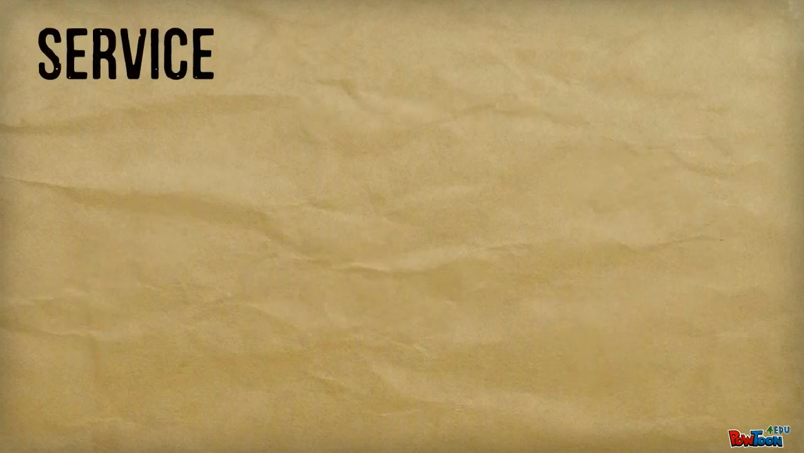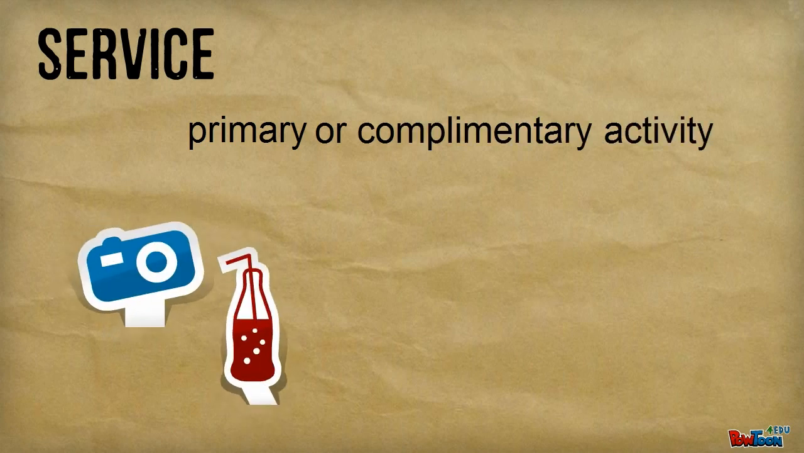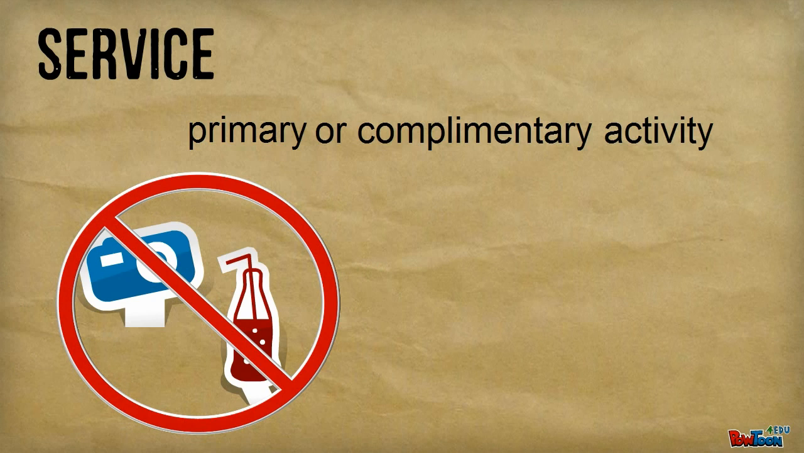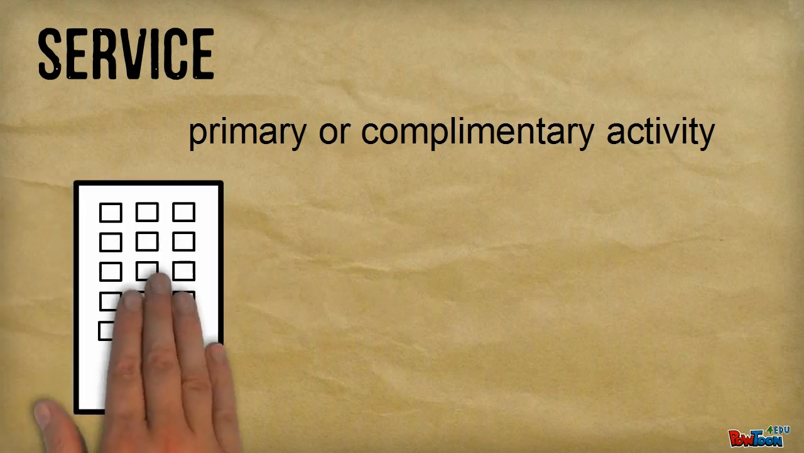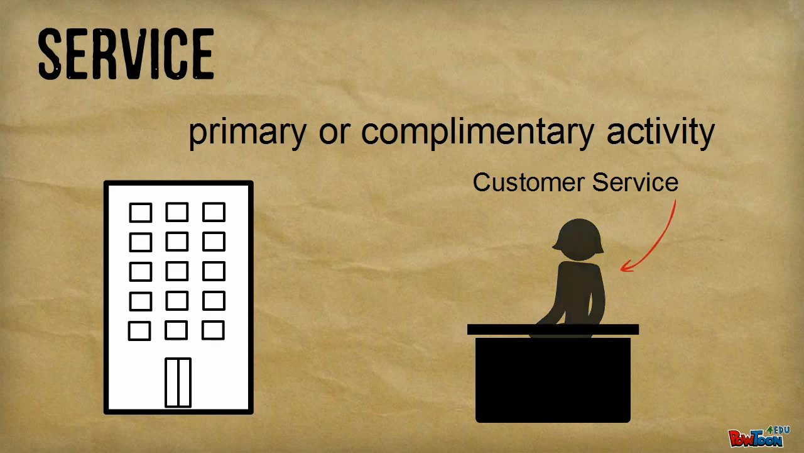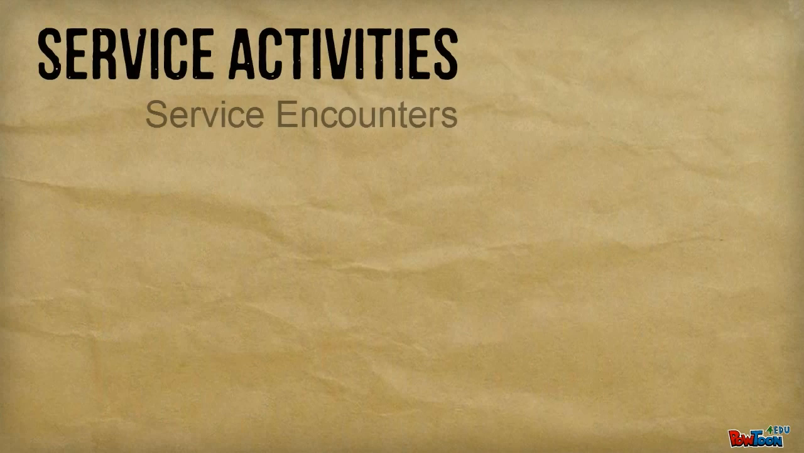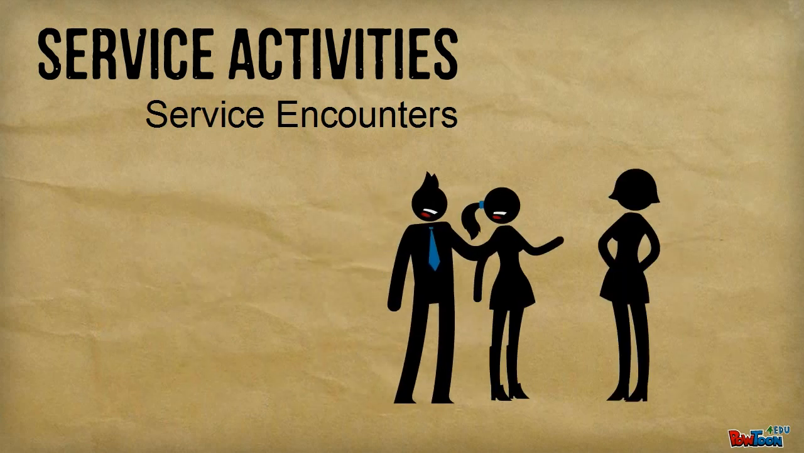A service is a primary or complementary activity that does not directly provide or produce a physical product. For example, an airline provides a service to the customer, as does a hotel, and a customer service department of another business would provide service but does not result in a physical product. Now, these service activities involve service encounters, which is an interaction between the customer and the service provider.